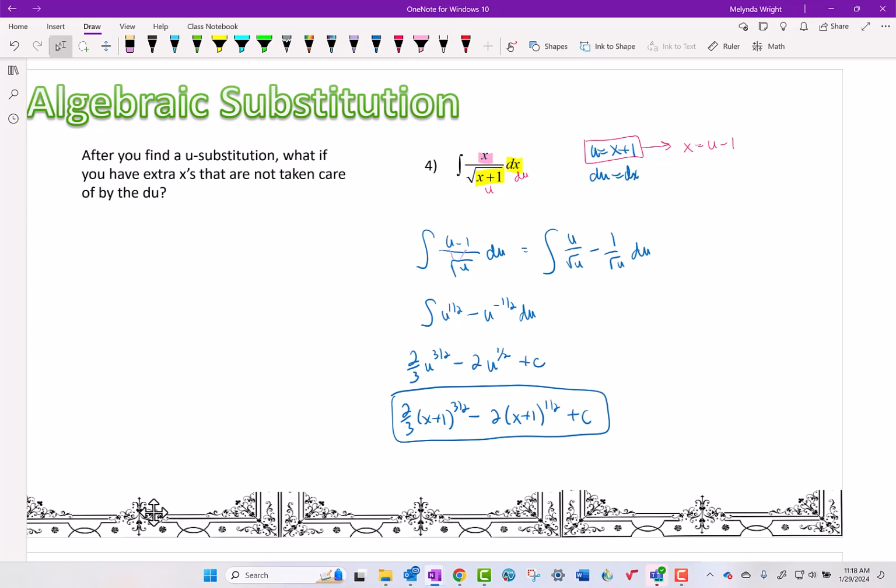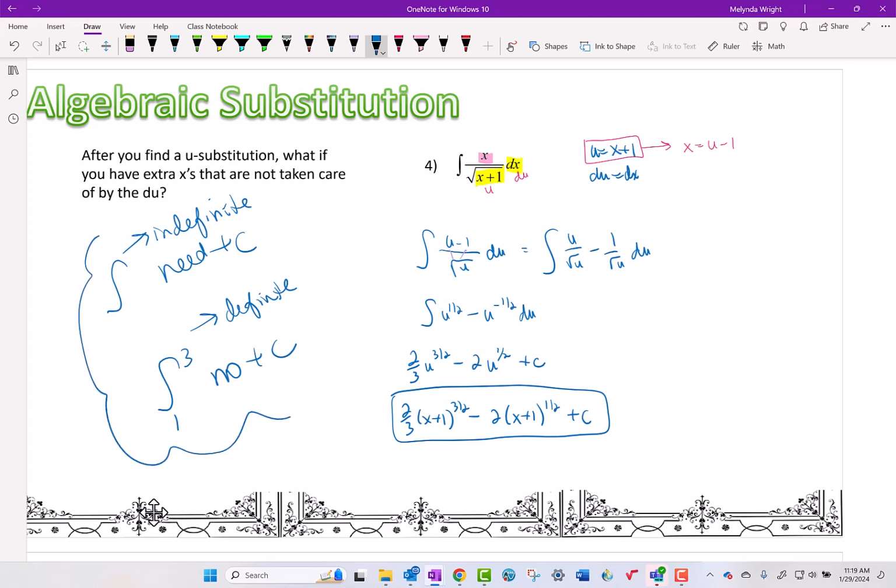How do you know which ones to put plus c in? Good question. The plus c goes with this kind of integral, the indefinite integral. So if we just have no bounds on it, this is called indefinite, and these need a plus c. The definite integrals with the bounds on it, I'll just make up some bounds like 1 to 3, this is definite, has no plus c, because we have to do our fundamental theorem, F of b minus F of a. Okay, so that's how we know if we need a plus c. Any other questions?